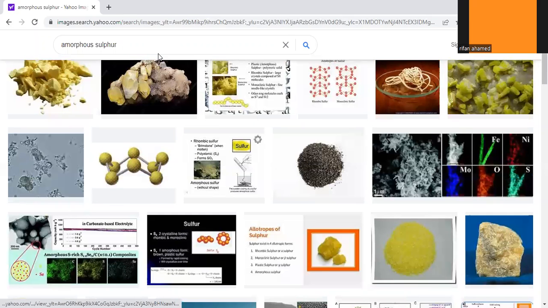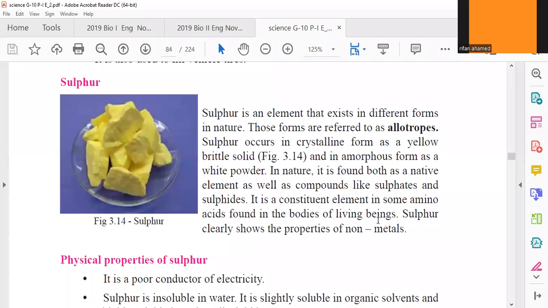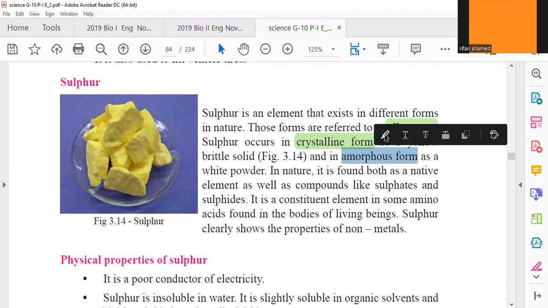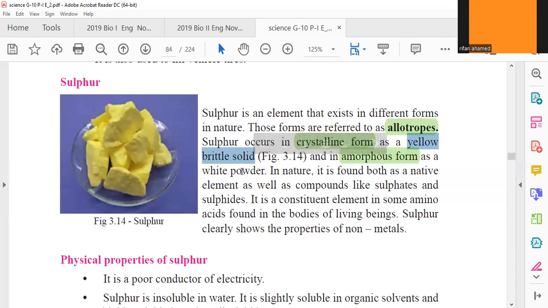Here, having two or more different forms is called allotropism. So, in an exam paper, if they ask you what are the two allotropes of sulphur, you have to say one is the crystalline form, the other is the amorphous form. The crystalline form is yellow, brittle, solid, glass-like. Your book says amorphous sulphur is a white powder, but not exactly white. It's a pale yellow color.